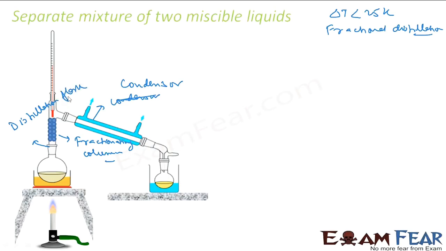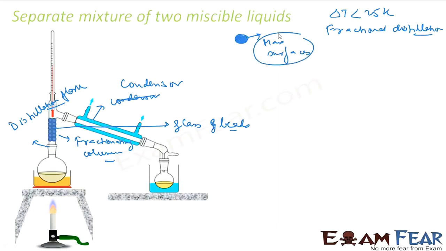Now what this fractionating column does actually: this is a tube which is packed with glass beads. Beads, you must have played with them when you were a kid. These are glass spherical beads. A sphere has a maximum surface area, so it provides a good surface area. Why? It provides a surface area for vapors to cool down and condense rapidly.